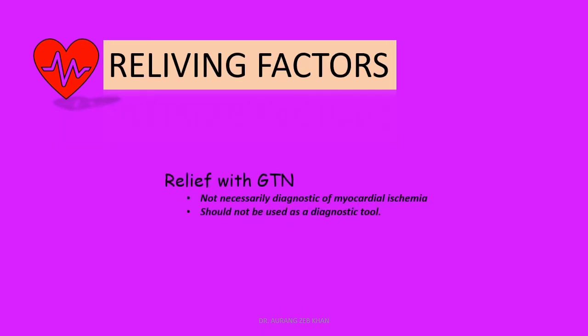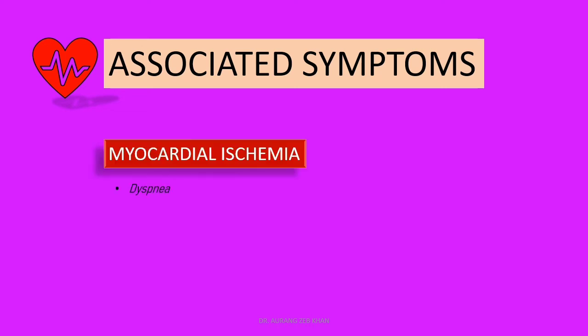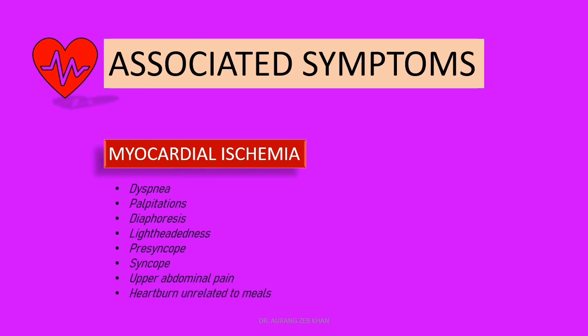Relieving factors. It should be remembered that relief with nitroglycerin is not necessarily diagnostic for myocardial ischemia and should not be used as a diagnostic criterion. Finally, coming to associated symptoms. Symptoms associated with myocardial ischemia are dyspnea, that is difficulty in breathing, palpitations, diaphoresis or excessive sweating, lightheadedness, presyncope, syncope, upper abdominal pain, heartburn unrelated to meals, and nausea and vomiting.